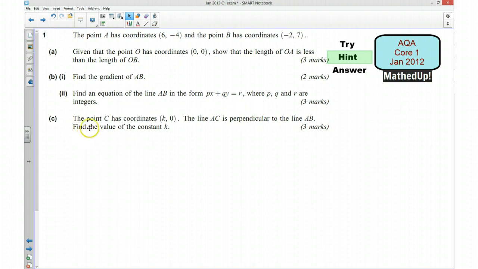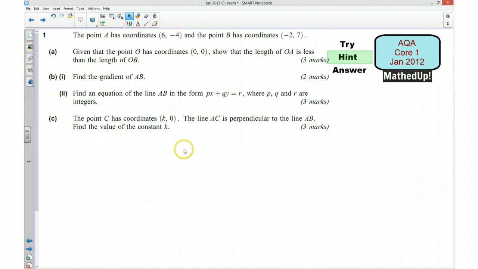Part C tells us that the coordinates for point C are (k, 0), and the other bit of information we're given is that the line AC is perpendicular to the line AB. So that means that given the gradient that we found for AB, we need to find a gradient that's perpendicular to that. Once we know this, we should be able to finish off the rest of this question.